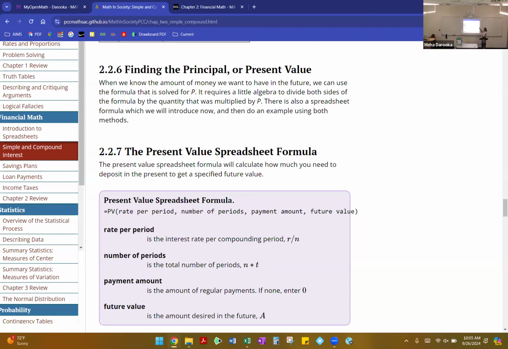So if we need that $25,000 in 3 years, 4 years time, then we can say, okay, I need to calculate how much money am I depositing today so that in that time frame I can have my payment for the car or whatever we're looking for. So of course that means we're solving for P. They're saying you can basically rewrite the formula by using a little algebra, divide both sides of the formula by the quantity that was multiplied by P. And then of course, we also have a built-in spreadsheet function that we can use.